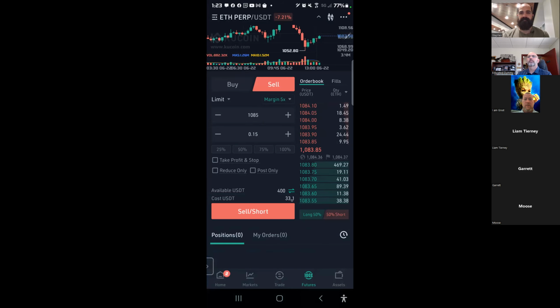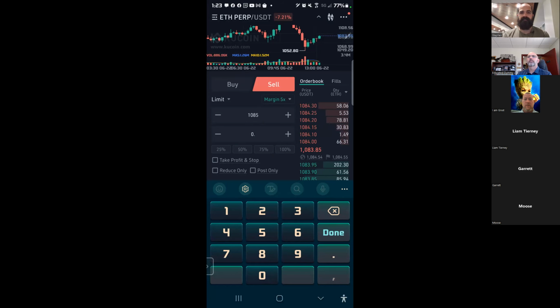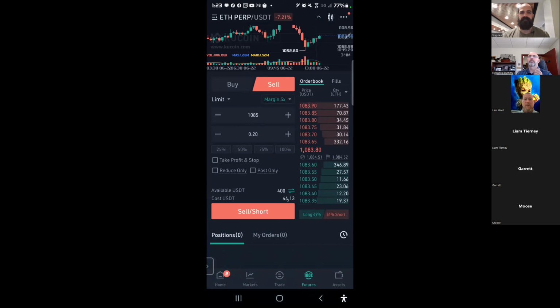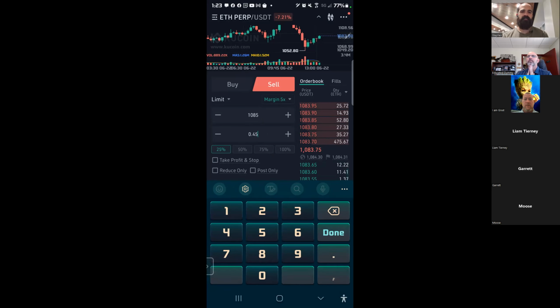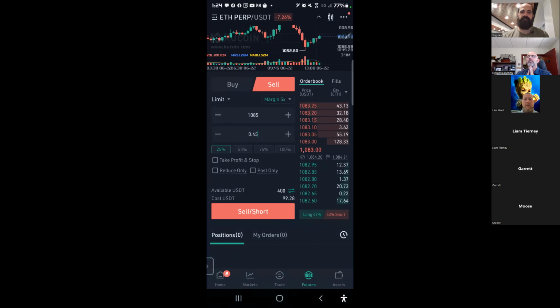So that would be $33. Well, I want to risk 50. So then I've got to come in here and monkey around with some math to try to figure out what that is. I don't want to do that. I want to just enter the trade at 25%. $100 is what I'm willing to risk, and I want to get in.